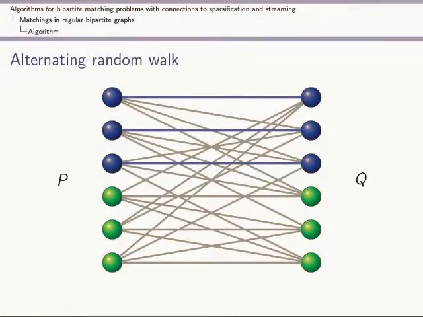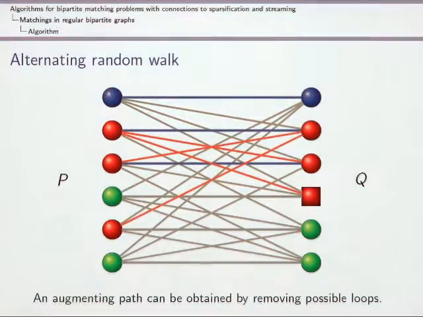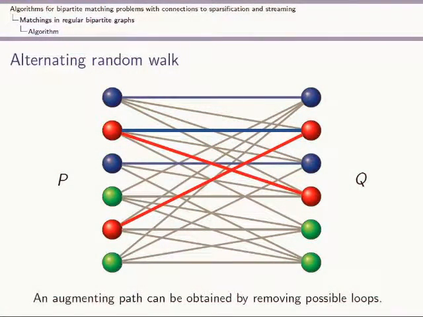Let me give an example. So here we have a four-regular graph, and a matching of size 3. The green nodes are unmatched, the blue nodes are matched, and so the alternating random walk starts at a uniformly random unmatched node on the P side, a green node, takes a uniformly random outgoing edge, then takes the matched edge back, and proceeds in this way. So note, for example, that it can easily visit certain vertices more than once. And eventually, it arrives at an unmatched node on the Q side of the graph. Great. So it should be noted that if we have a sequence of steps taken by the alternating random walk from the P to the Q side, then we can get an augmenting path from this sequence of steps simply by removing loops. So here we have a loop. If we remove it, we get a length 3 augmenting path.